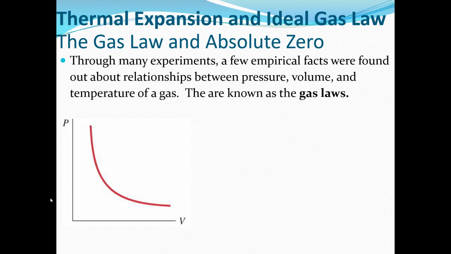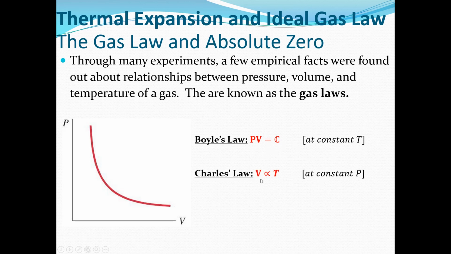So for example, one thing that they found was that when a system was set to a constant temperature, the pressure and volume were inversely related. This was called Boyle's law. Charles' law was saying that when we kept the pressure constant, there was a direct relationship between volume and temperature. And Gay-Lussac's law was saying that when the volume was constant, the pressure and temperature were directly related. All three of these laws are just called the gas laws.